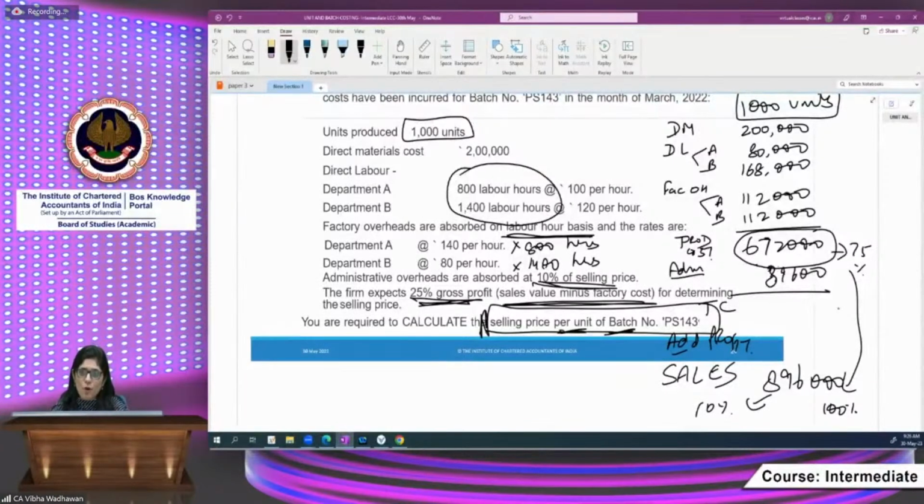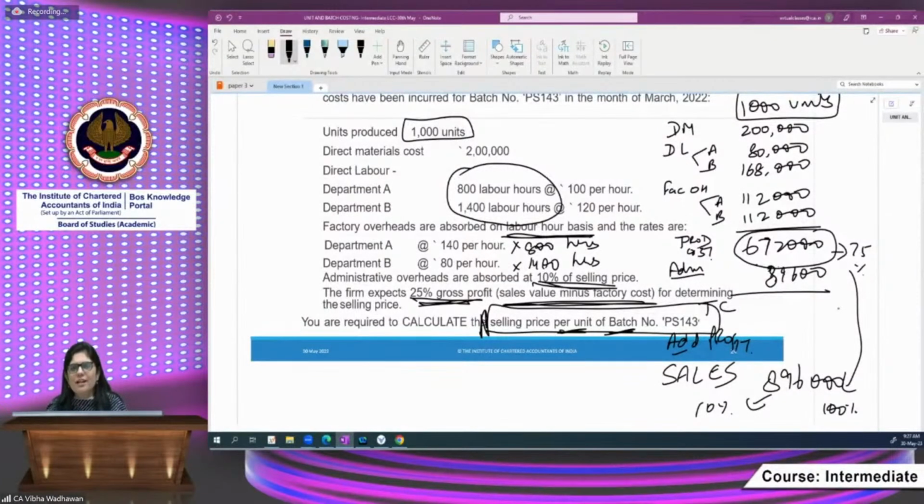So you have to go bottom to top. Administration overheads are 89,600, which is 10% of sales. This is very, very important. You have been given gross profit, not net profit. Clear? So 25% is gross profit. Gross profit is always added to cost of production to calculate the sales. So 75% is cost of production, which is 6,72,000.